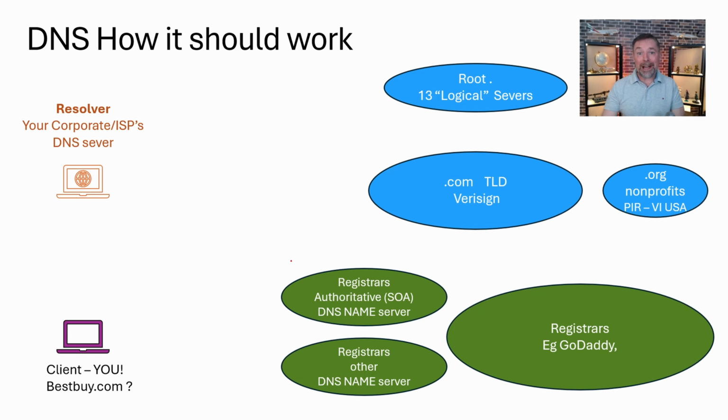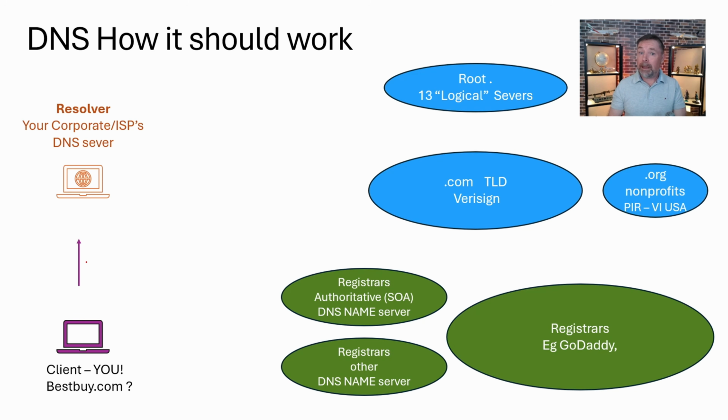Okay, so this is how it should work if everything's working correct. I'm down here, I'm the client, and I want to know the IP address for somebody like bestbuy.com. I type that into my browser. Well, the first thing that happens is my client, my laptop, will send a request to its DNS server.